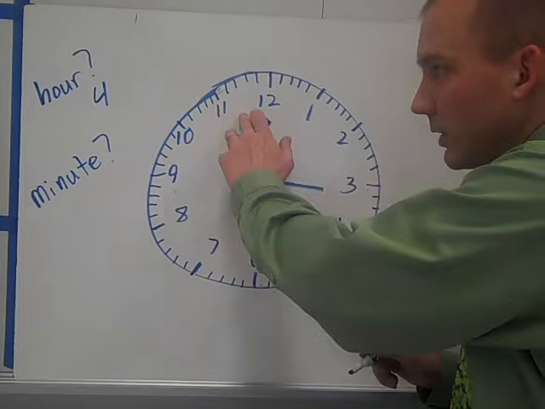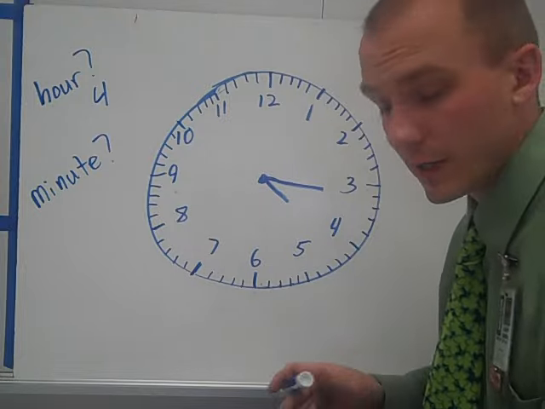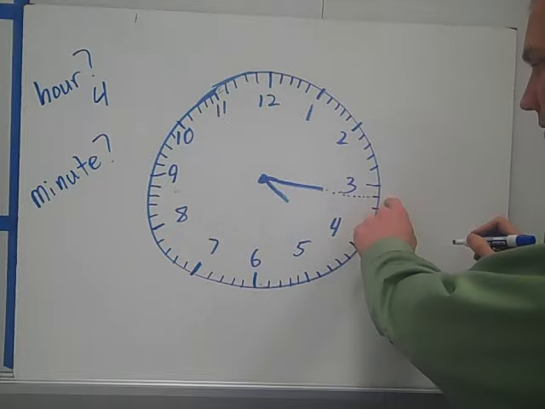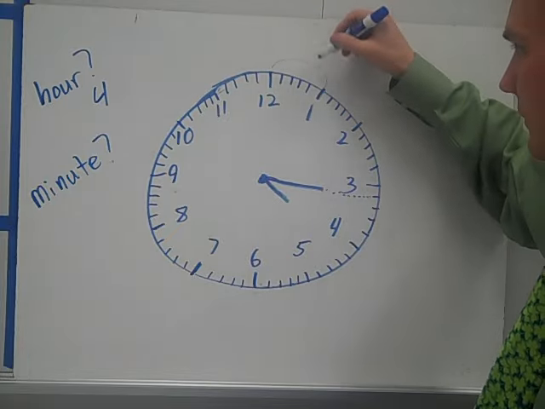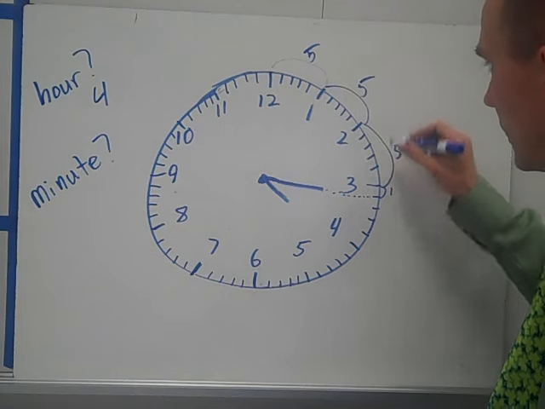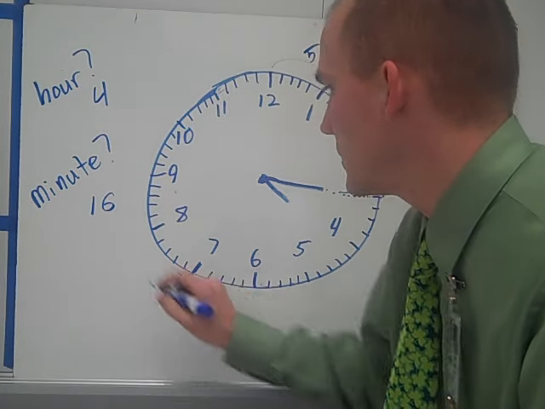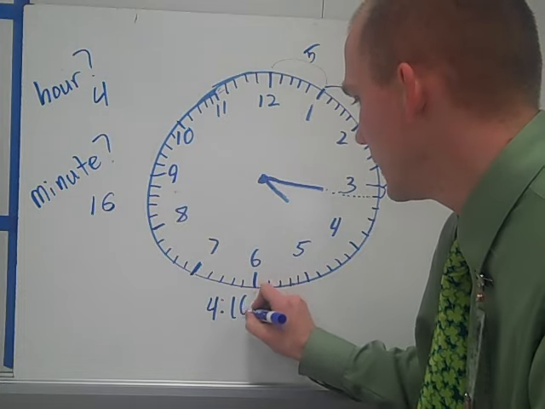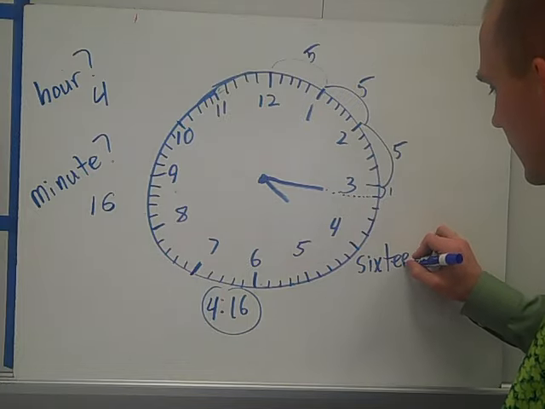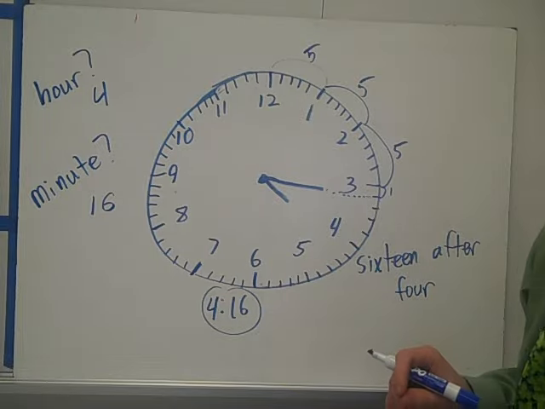Where this might get tricky is when the minute hand gets closer to the 12, it might look like it's on the 5, but it's really still 4 o'clock. The 3 now, I can draw those dots. Looks like it's right about here. So 5, 5 more, 5 more, and then 1. 5, 10, 15, 16. So the time is 4:16, or again, you could say maybe 16 after 4. Be another way to say the time.